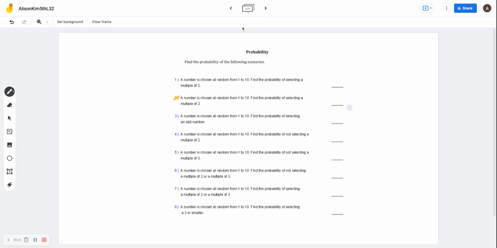Next is going to be probability. Number 2 gives us: a number is chosen at random from 1 through 10. Find the probability of selecting a multiple of 3. So to do this, let's just write down the numbers in a set of 1 through 10. So it's going to be 1, 2, 3, 4, 5, 6, 7, 8, 9, and 10. So once we have that down, we're going to find the multiples of 3.